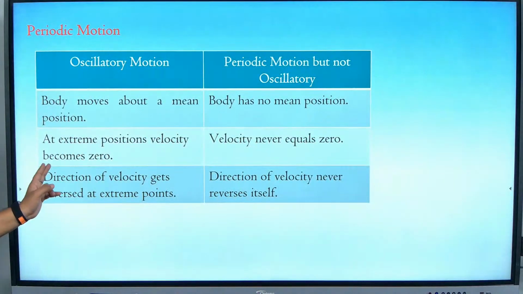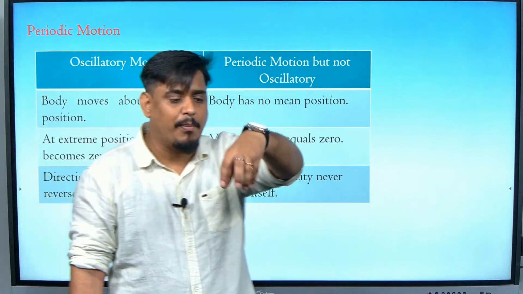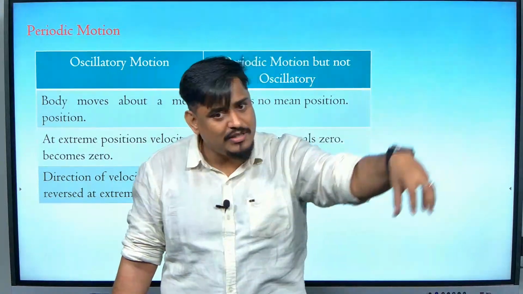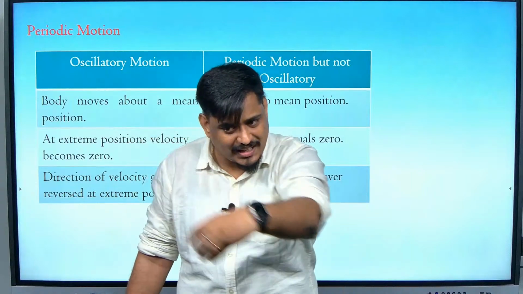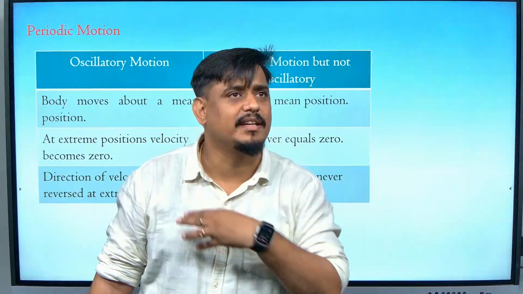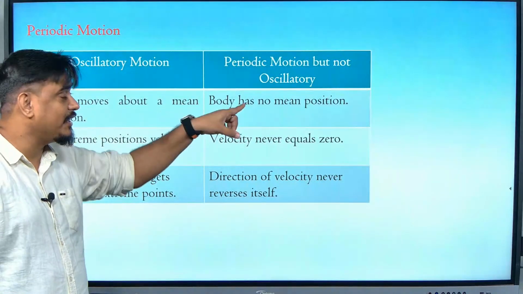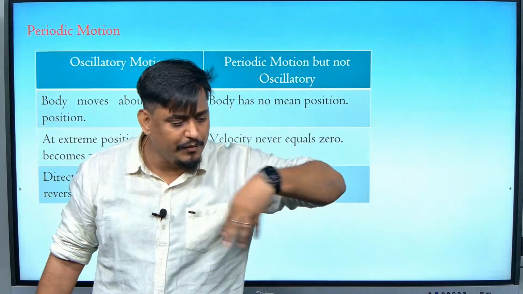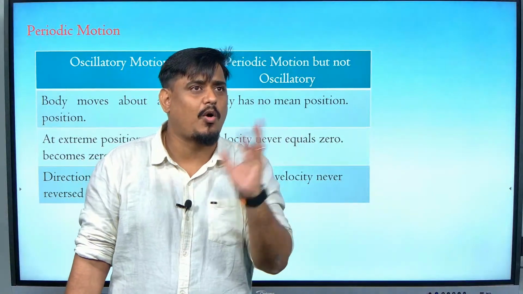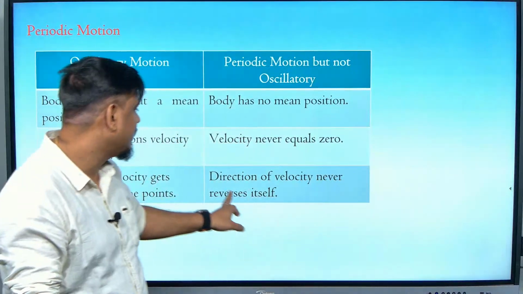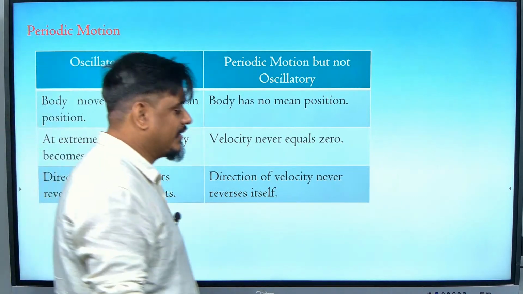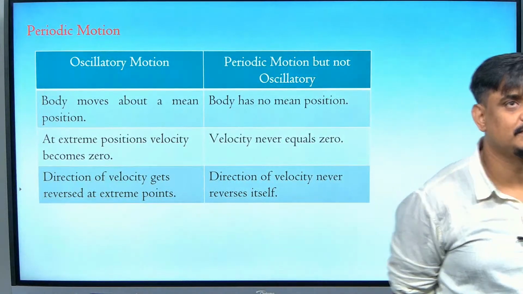The third difference is direction. The bob in the pendulum was going towards right, became 0, then comes towards left, becomes 0, goes towards right, becomes 0, goes towards left. Left, right, left, right. But in periodic motion which is not oscillatory, it keeps on moving only in one direction. It is not changing like left, right or clockwise, anti-clockwise. That is what they have mentioned: the direction of velocity never reverses itself in the case of periodic but not oscillatory motion. Understanding, Sugendran? Yes, sir. I understand.